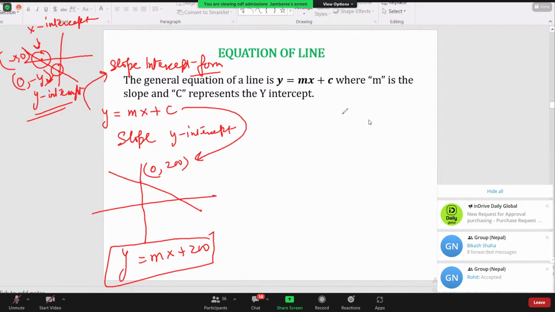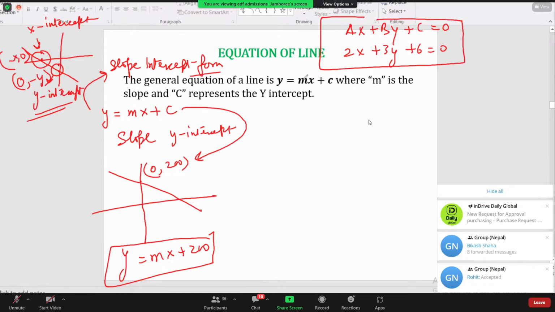Secondly, and most importantly, what you need to also remember is that in general, when we write the equation of the line, we write in this form: ax plus by plus c equals 0. Something like 2x plus 3y plus 6 equals 0. So we write in general form like this. We don't write in the form of y equals mx plus c. But the point is, if we write in the form of ax plus by plus c equals 0, then it does not give me much information about the equation of the line.